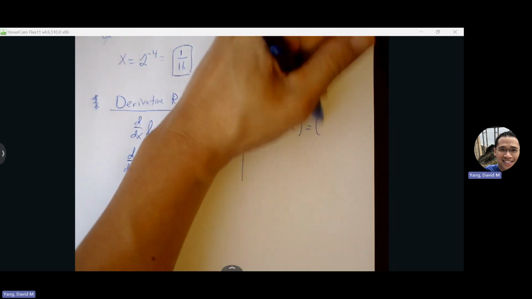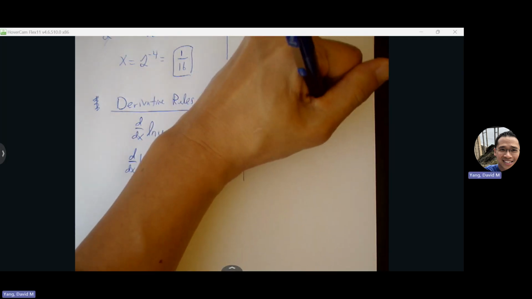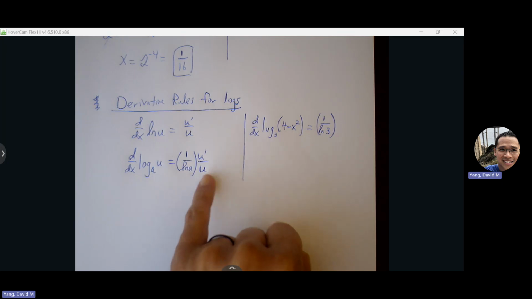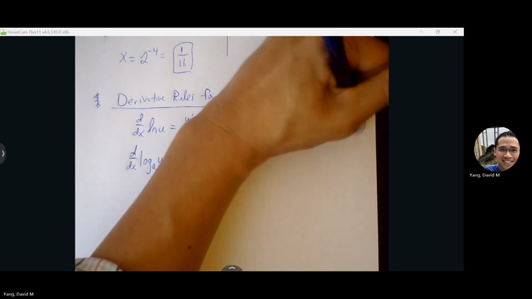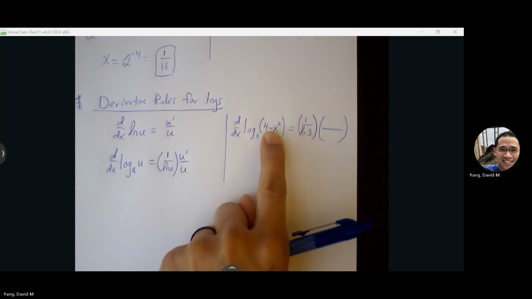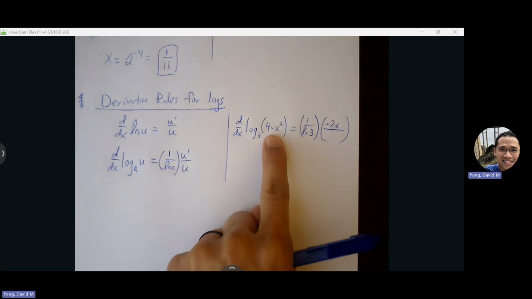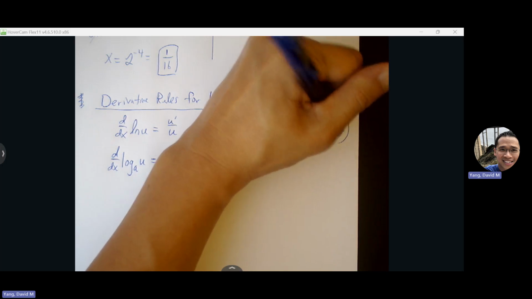So we start off with what? 1 over ln of what? 3. Basically getting it into a natural log form. And then the rest looks just like natural log of u prime over u. What's u prime? Negative 2x over the u value. The original, right? So 4 minus x squared.